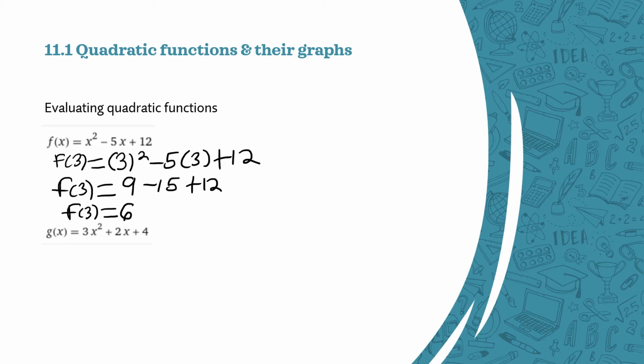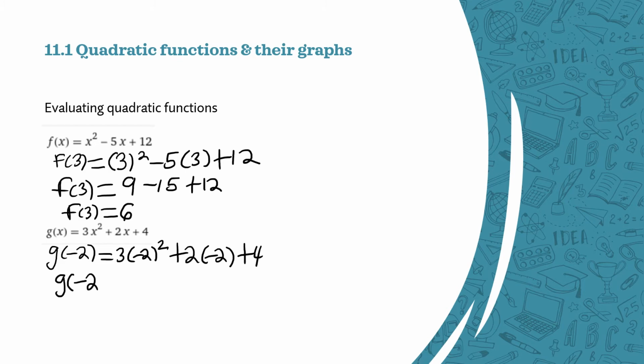Now suppose I have another function, g of x equals 3x squared plus 2x plus 4. Say I want to find what g of x is when x equals negative 2. So g of negative 2 equals 3 times negative 2 squared plus 2 times negative 2 plus 4. Again, I plug in negative 2 for every x and put parentheses around the number I'm plugging in for x.